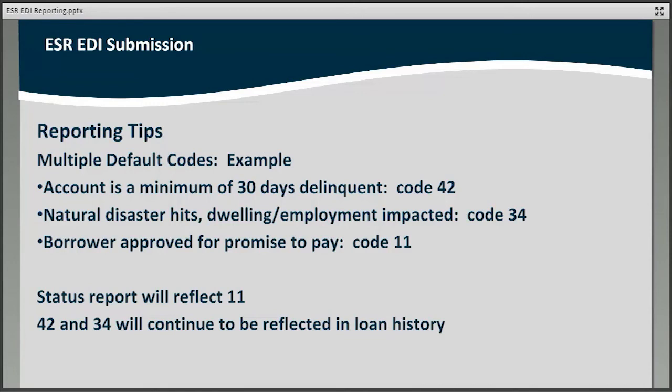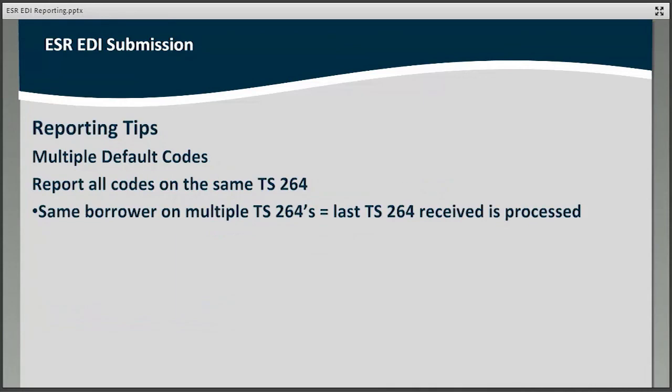And finally, the borrower has been approved for a promise to pay in order to correct the delinquency, so the last reported code will be 11. This means that if the status of the loan were to be pulled in a report, the status of promise to pay would be the reflected code. However, the servicing history would also capture the 42 and 34 as well. These codes are very important to help determine servicing actions and portfolio performance.